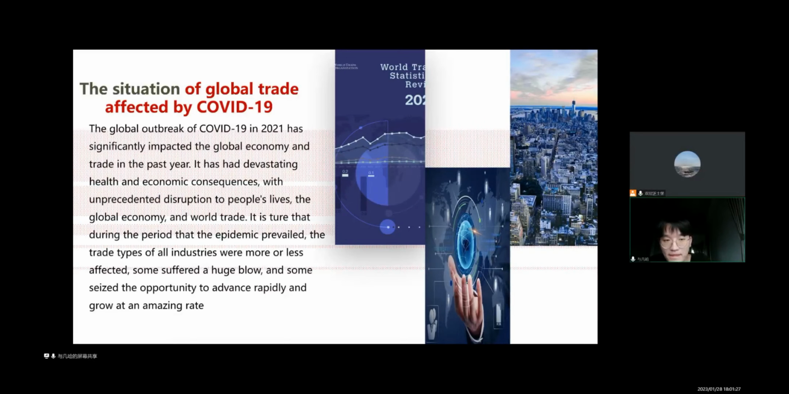It is true that during this period when the epidemic prevailed, the trade types of all industries were more or less affected. Some suffered a huge blow, and some seized the opportunity to advance rapidly and grow at an amazing rate.